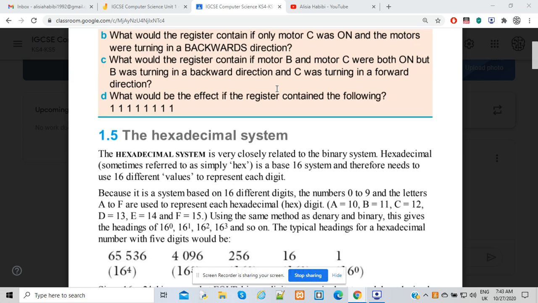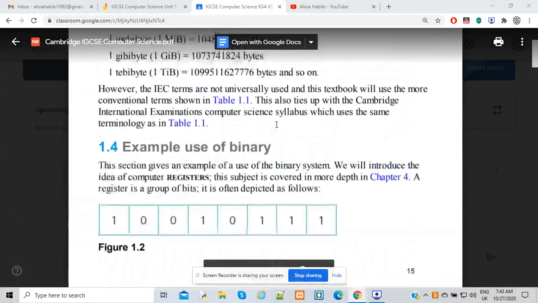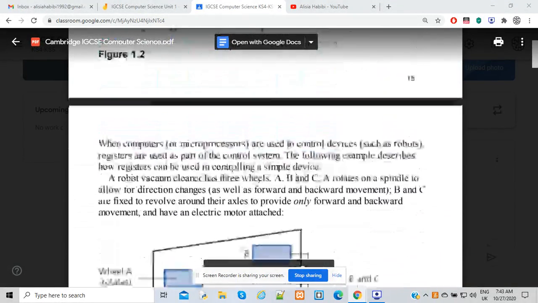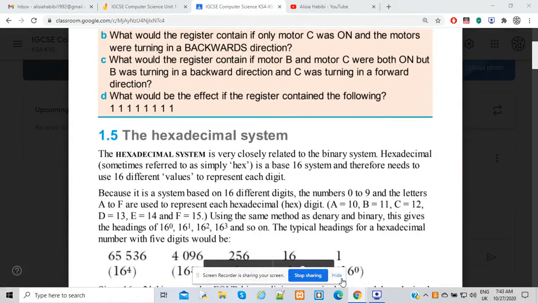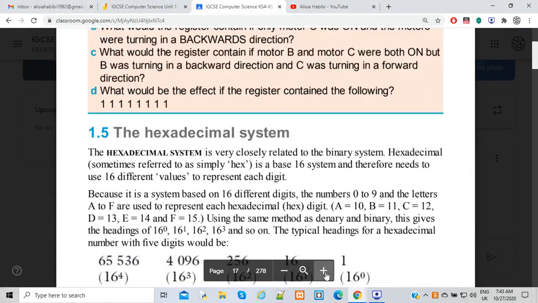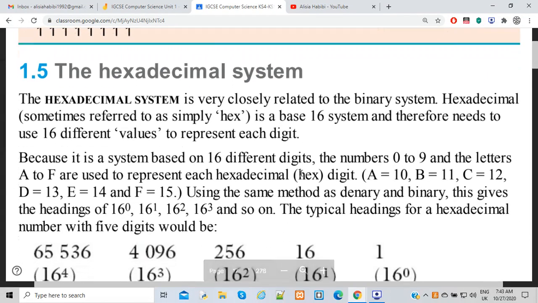Just a quick recap from the second video tutorial: we looked at what registers were and how we used binary to represent instructions that are stored on registers. And we started to look at the hexadecimal system, and we said that the hexadecimal system was based on 16 as opposed to the binary system, and it's usually represented by 4-digit codes.